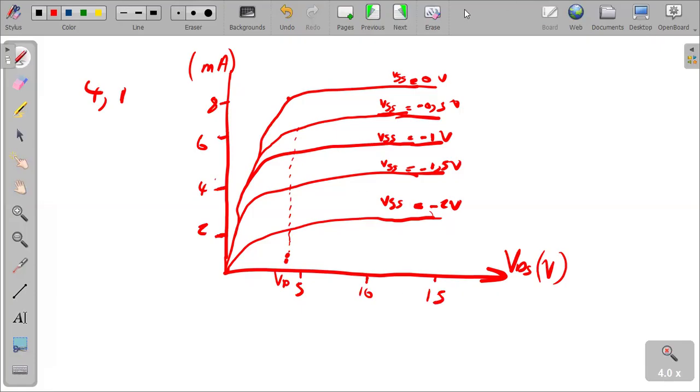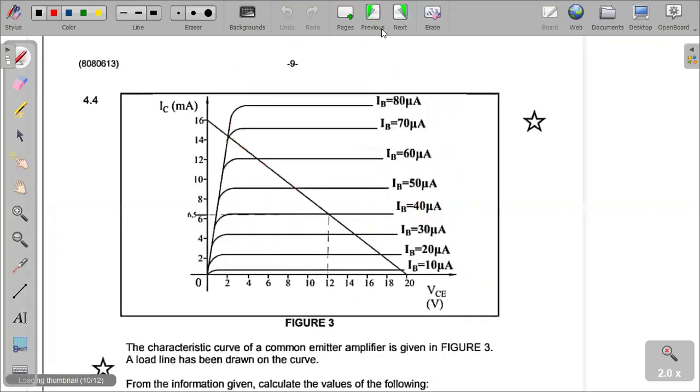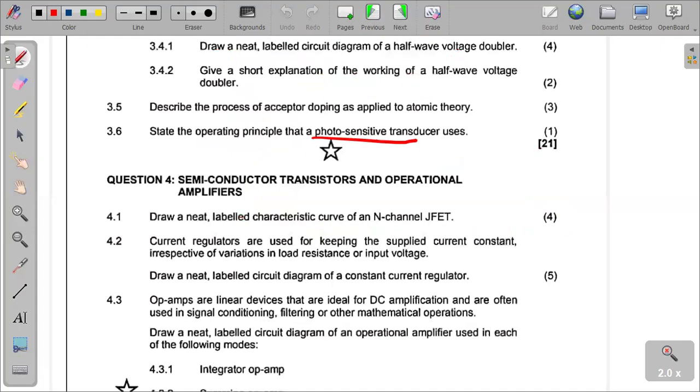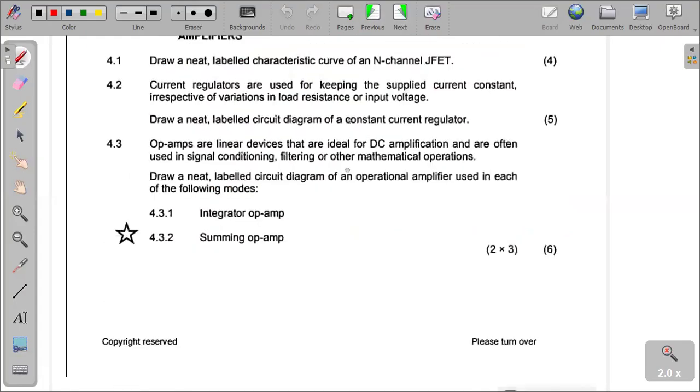Let's quickly go to the next question. The next question is saying, draw a neat labeled circuit diagram. Current regulators are used for keeping the supplied current constant irrespective of the variations in load resistance or input voltage. Now draw a neat labeled circuit diagram of a constant current regulator. So we'll just have to draw it clearly there.